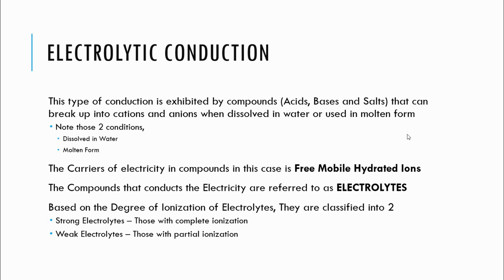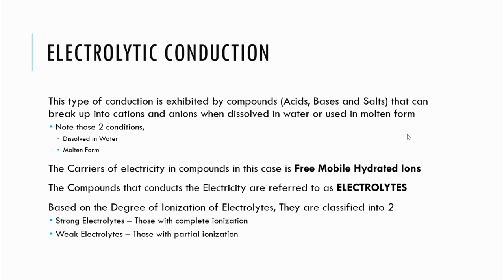Number one, the electrolyte, the ionic compound, is dissolved in water. If it's dissolved in water, that means they are going to form an aqueous solution, and when it is dissolved in water, the individual ions dissociate. That's another thing to note. Or is it in the molten form?